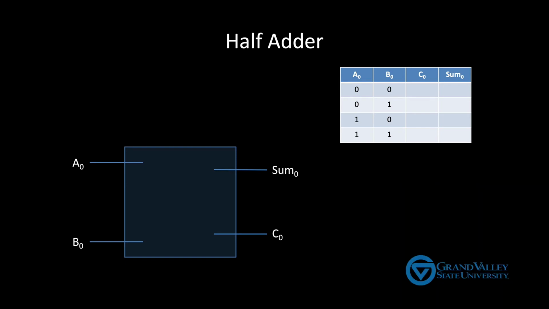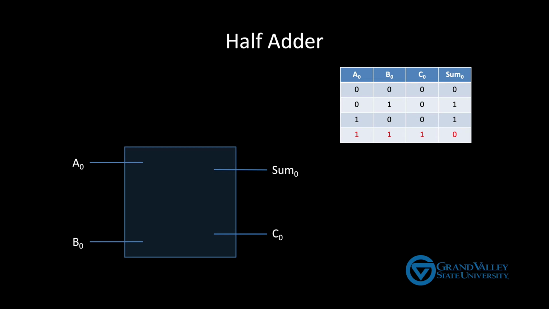All right, one way to look at this is to treat C0 and sum 0 together as a single 2-bit number, which just counts up the number of 1s on the input. So with the first row, we have 0 and 0, so there are 0 1s, so we put 0, 0 on the carry out and the sum. The next 2 rows have a single 1, so we put 0, 1 on the output. And then the bottom row, of course, has 2 1s, so the output is 2 or 1, 0.